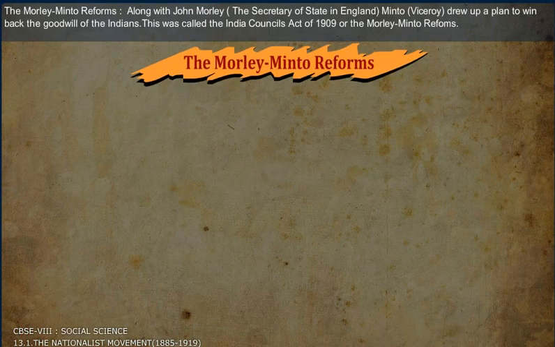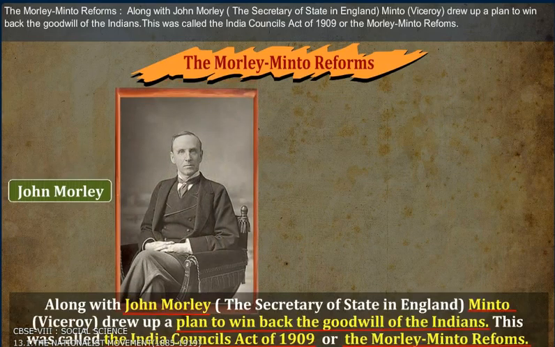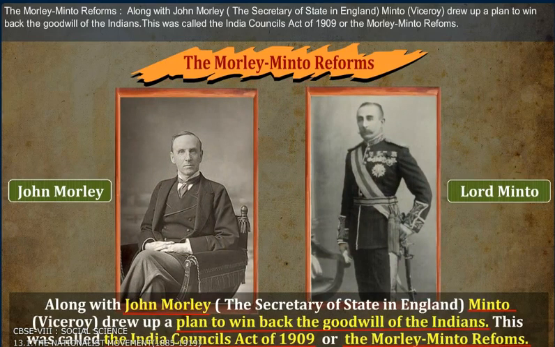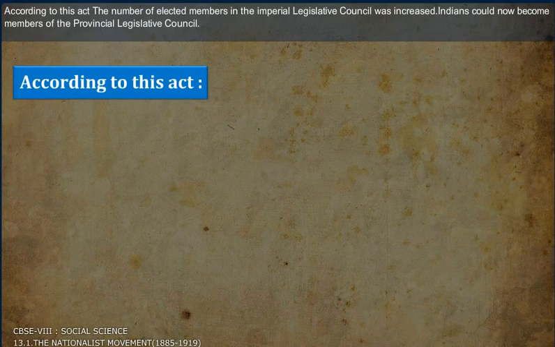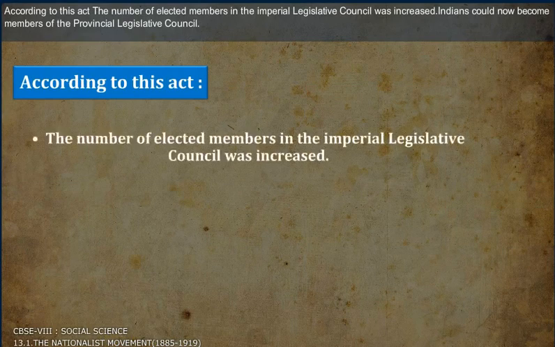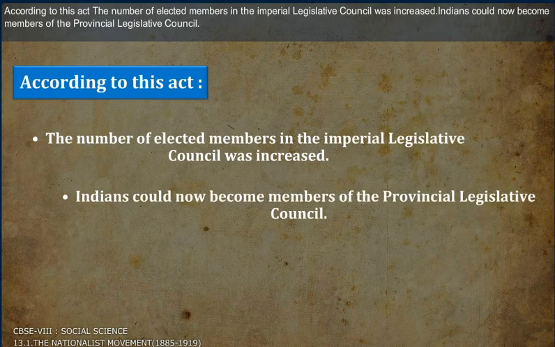The Morley-Minto reforms. Along with John Morley, the Secretary of State in England, Minto, the Viceroy, drew up a plan to win back the goodwill of the Indians. This was called the India Council Act of 1909 or the Morley-Minto reforms. According to this act, the number of elected members in the Imperial Legislative Council was increased. Indians could now become members of the Provincial Legislative Council.